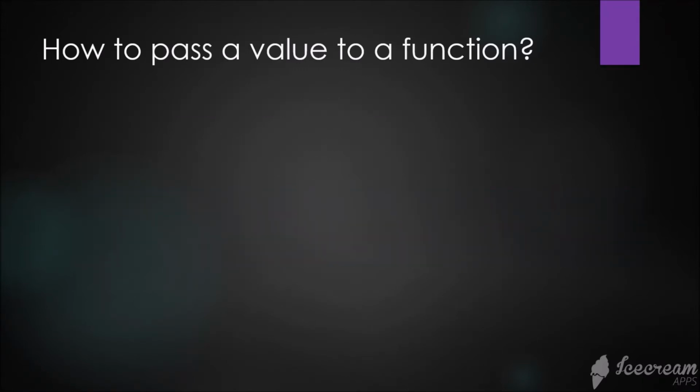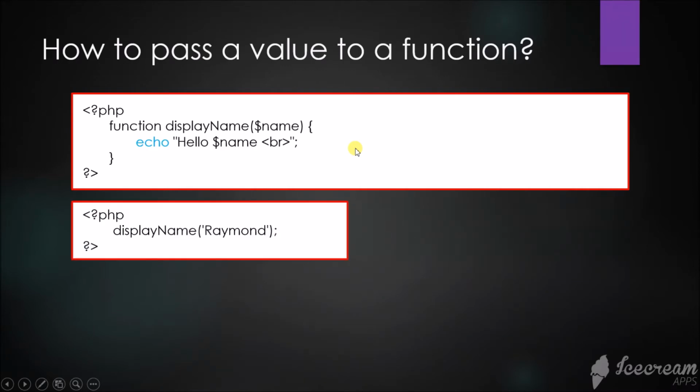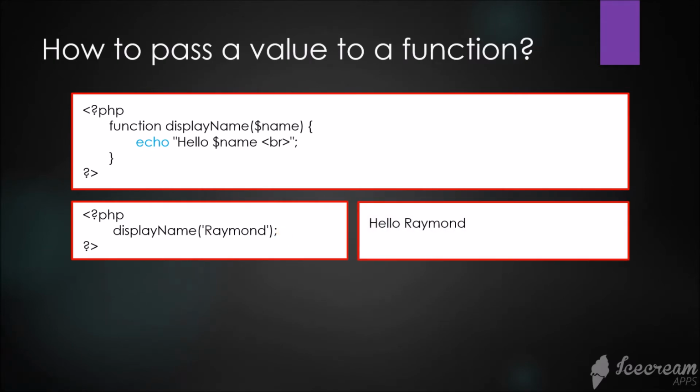Okay, now let's try to have our example. So we have our function display name and we have here yung argument natin. Then, dito sa ating echo statement, we try to hello yung name. So let's try to call the function and pass an argument. In our first example, meron tayong argument na Raymond. So the output will be hello Raymond.